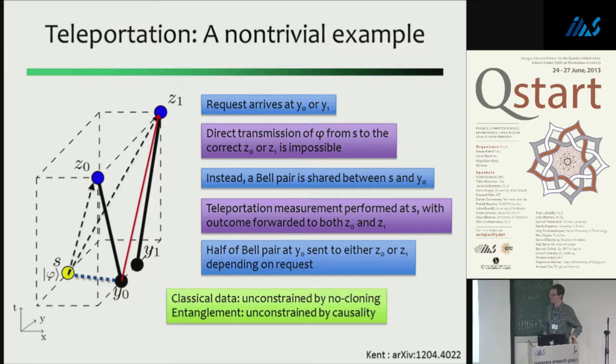So Y0 is where the half of the EPR pair is. Exactly. And the request comes where again? There's a request either at Y0 or Y1. Okay, so what if the request comes at Y1? Well, then at Y0, you don't hear anything, which is information. I see.